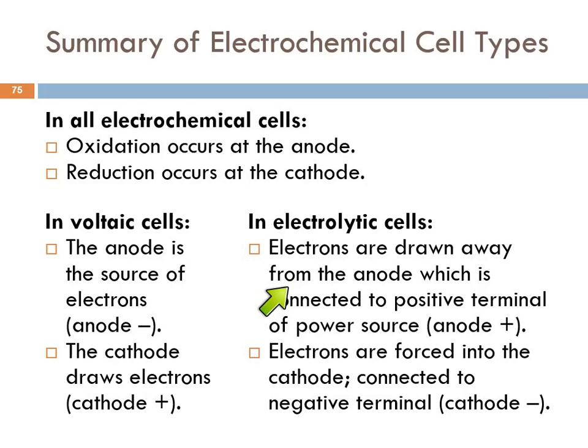In an electrolytic cell, things are opposite. Electrons are drawn away from the anode, but now the anode has a positive charge. We're forcing the electrons into the cathode, which is connected to the negative terminal. Yes? Well, it's not really opposite. It's more because electrons leave the anode and electrons go to the cathode. The charges are opposite, yeah. The charges are opposite, but yes, the electrons are always leaving the anode and going to the cathode, but the charges are opposite because you're having to force it. They don't naturally want to go to a negative electrode. And the reason that the electrons are going in the same direction is because oxidation occurs at the anode and reduction occurs at the cathode.